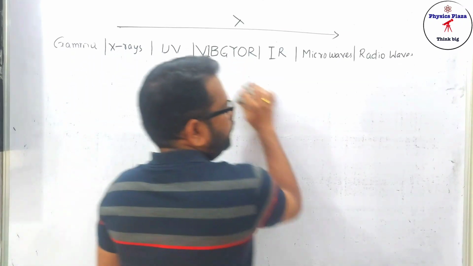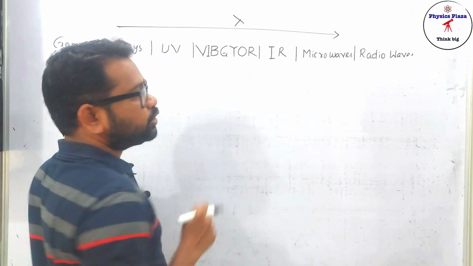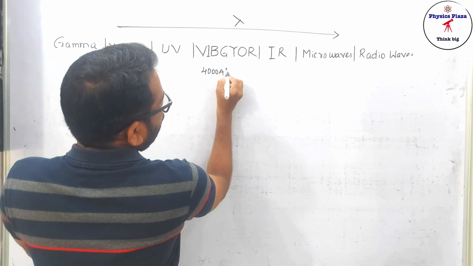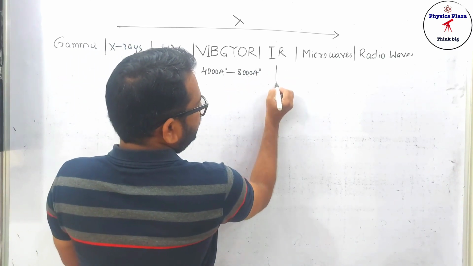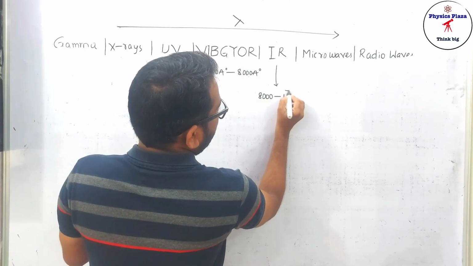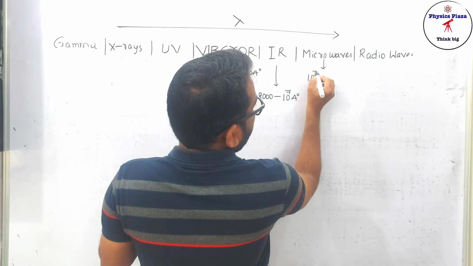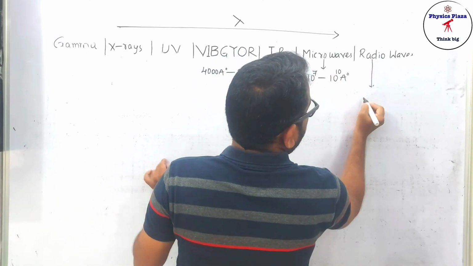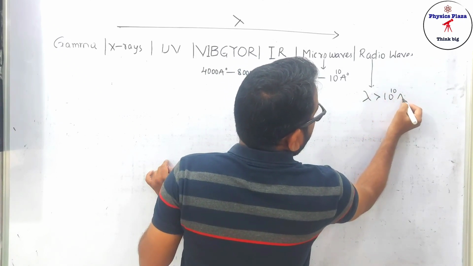Okay, children, fine. Now, here is one important point we need to discuss. What is the wavelength range of VIBGYOR? It is 4000 angstroms to 8000 angstroms. That is fine. What about infrared? Infrared is 8000 angstroms to 10 power 7 angstroms. What about microwaves? Microwaves are 10 power 7 to 10 power 10 angstroms. What about radio waves? The wavelength of radio waves is greater than 10 power 10 angstroms.